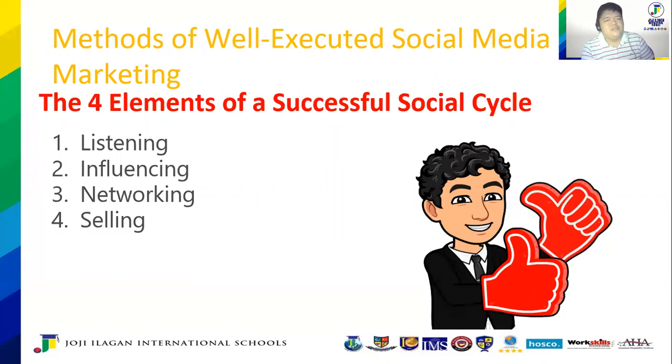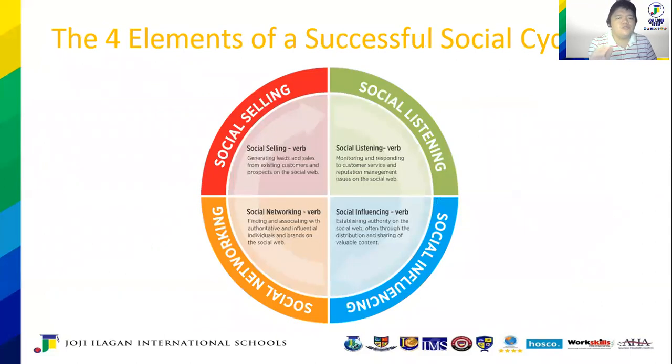So how do we produce well-executed social media marketing? There are four elements of a successful social media cycle: listening, influencing, networking, and selling. We'll rename them as social listening, social influencing, social networking, and social selling. Let's start with this chart. It's actually like a cycle. You start with social listening, wherein you monitor the responses of your customers. Then you social influence them, establishing authority on social media, often through distributed content. Then social networking is finding and associating with other authoritative brands. And then social selling, you generate leads and sales from your existing customers. It's basically a cycle wherein you go over and over again through these steps.